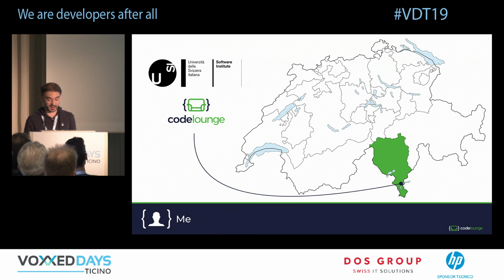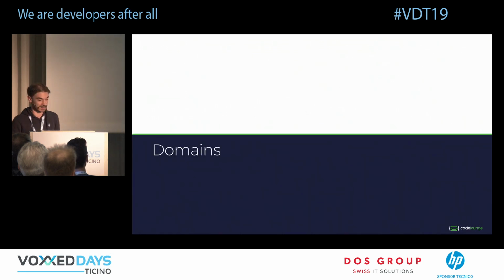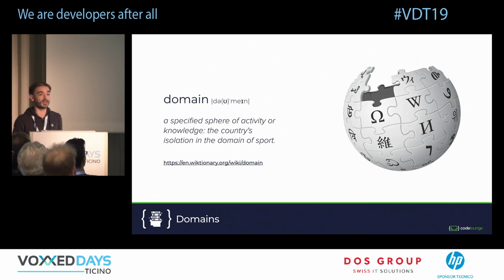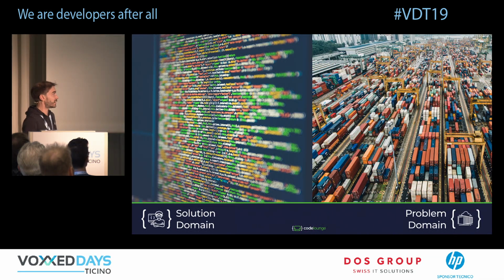So let's start for the few who don't know what a domain is, from a very general point of view. A domain is a specified sphere of activity or knowledge, like the domain of a country's insulation, or the domain of sport. And since software is eating the world, many times you have to interact with domains that you don't know anything about. In this slide, I'm using the domain of logistics as the problem domain, and you can think about the software as the solution domain, something that is going to solve your problems.